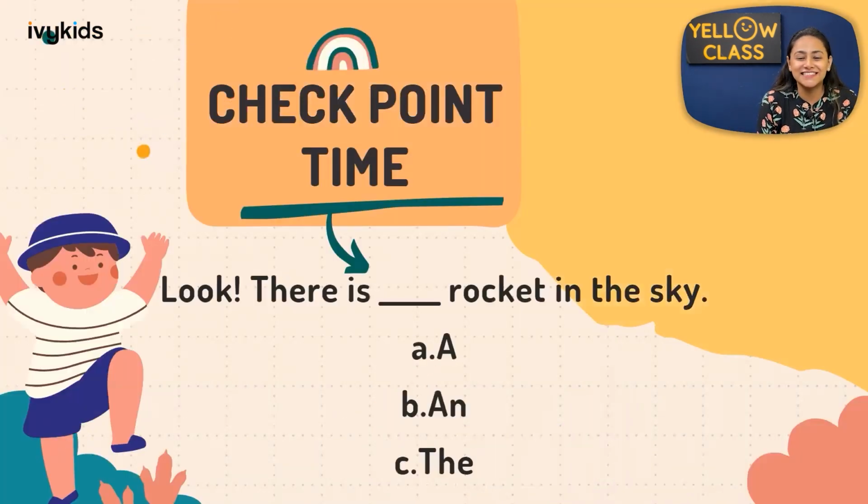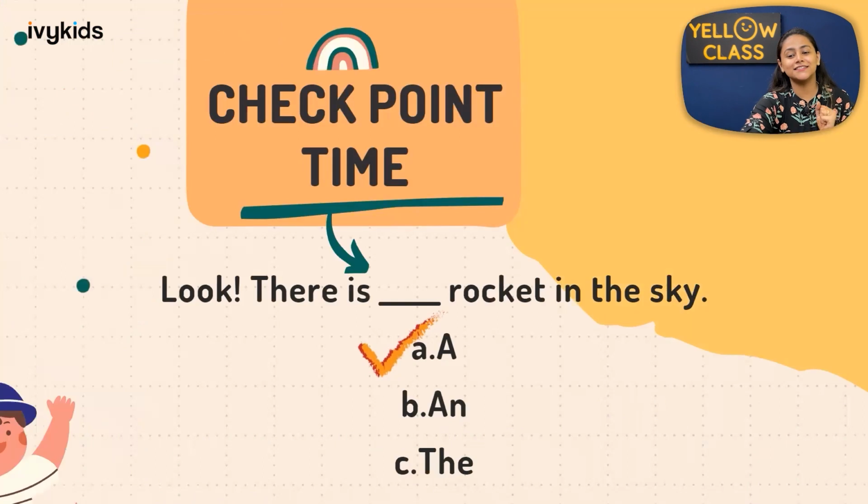Second checkpoint. Look, there is dash rocket in the sky. A rocket, an rocket, or the rocket. What do you think? Try everybody. Look, there is dash rocket in the sky. Think fast and answer. Okay. Ta-da! Okay, yes, this was quite easy, right? Nice. Let us see the answer together.